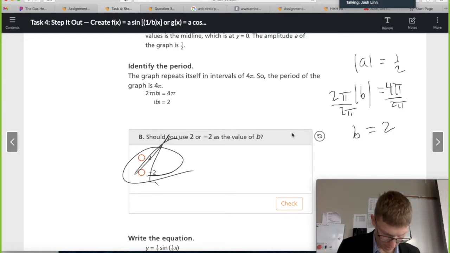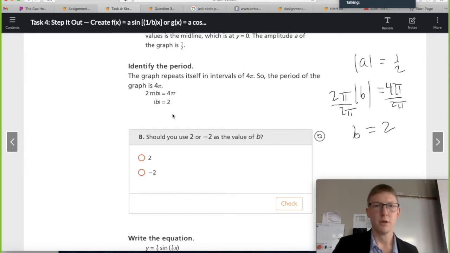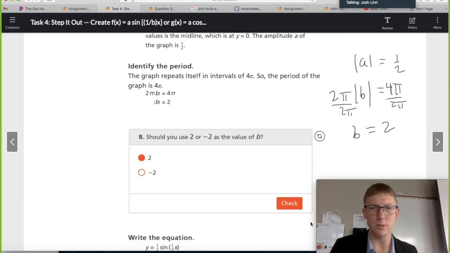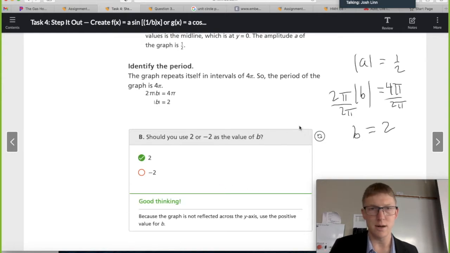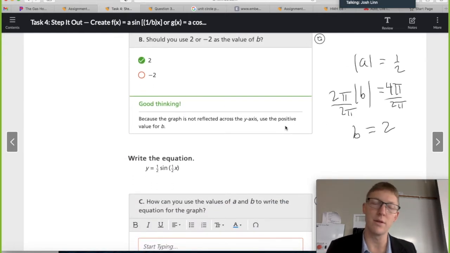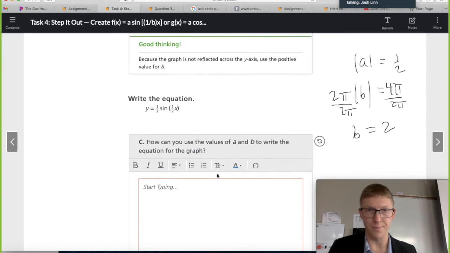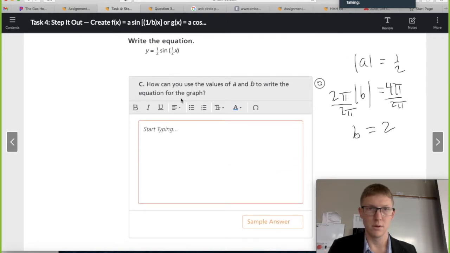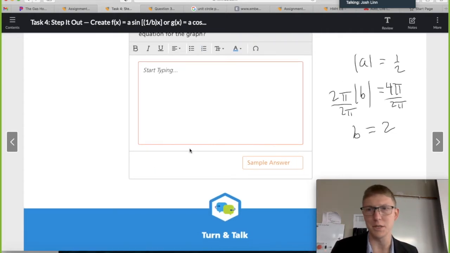So should you use 2 or -2 as the value of b? You should use +2 because it's an absolute value, and then the sign of the function will take care of the negative. So write the equation. We've got our a, 1/2 sine of 1 over b times x. So there we go. How can you use the values of a and b to write the equation of the graph? It's what we just did. Some of these questions, man, I'm telling you.